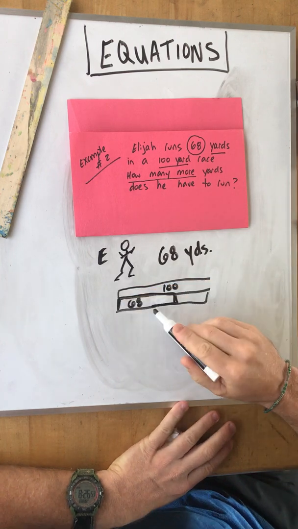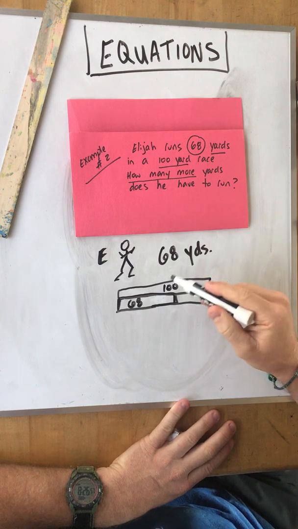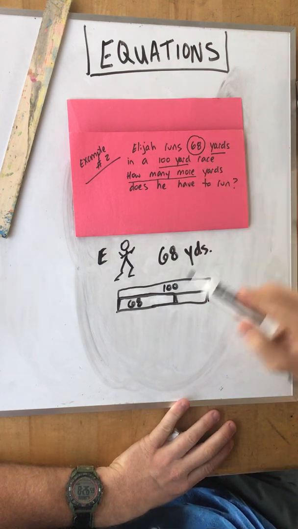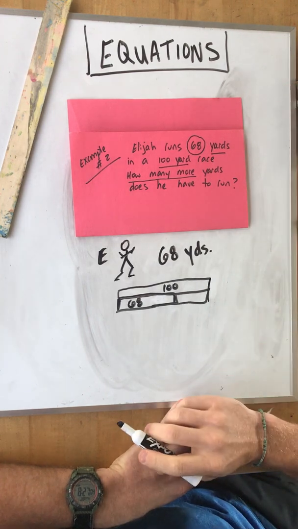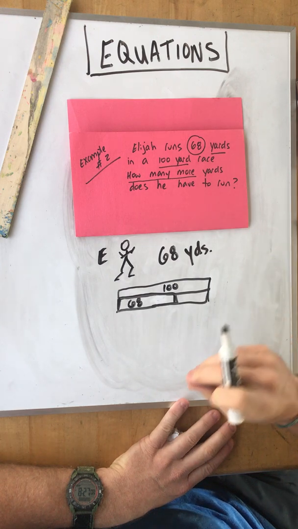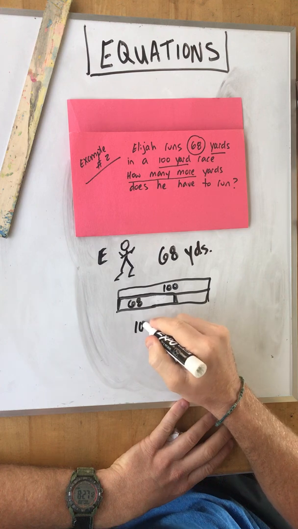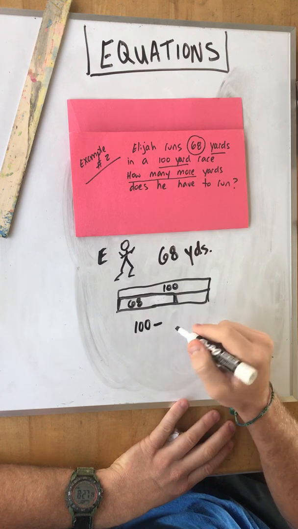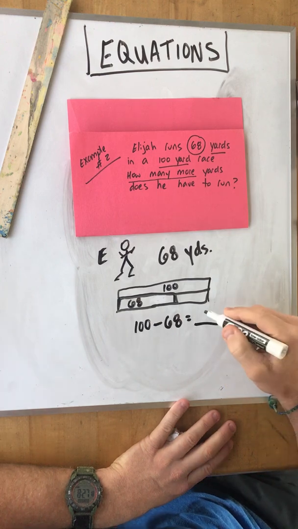He ran 68 out of the 100. Again, we have the whole 100-yard race, and we have one of the parts. Let's figure out what the equation would be. Just like last time, if you have a whole and one of the parts, you know that we need to use subtraction. 100 minus 68 equals, and we don't quite know yet.